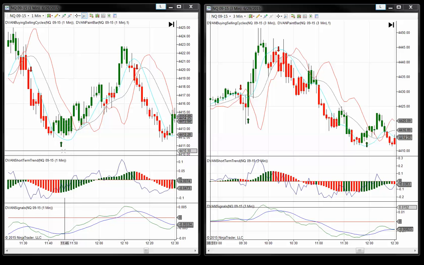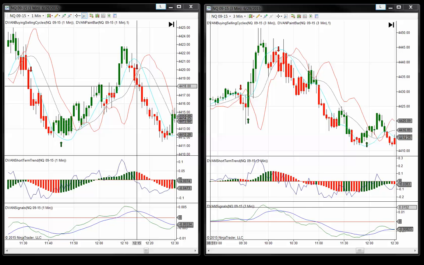A green arrow, meaning this DVAN signals as the velocity indicator is crossed up. So those conditions would equal a confirmed long. On the other side, a confirmed short would be red histogram bars on the short-term trend, red price bars, meaning selling pressure is dominant at that point, and then we see this cross, which is plotting the red arrow across the velocity signal on DVAN signals below.